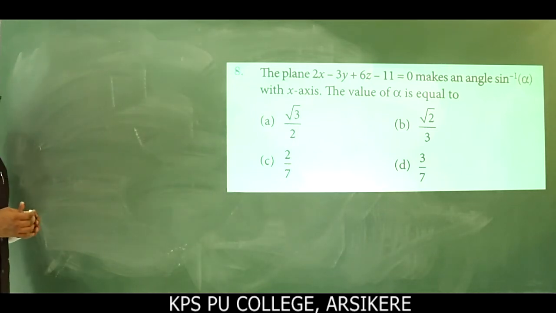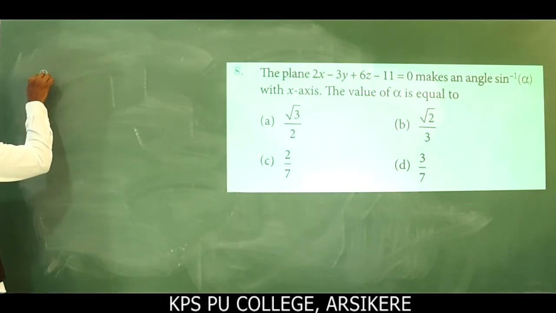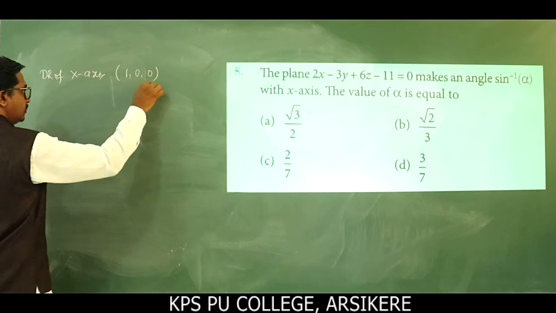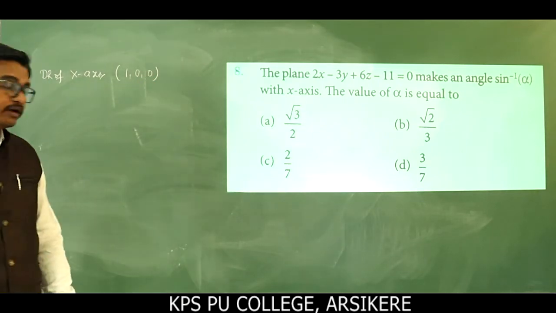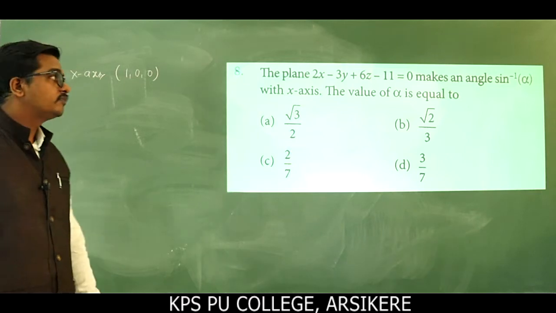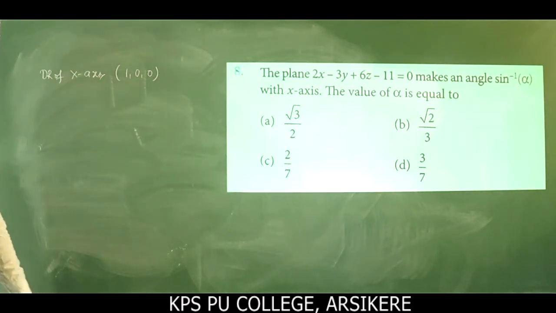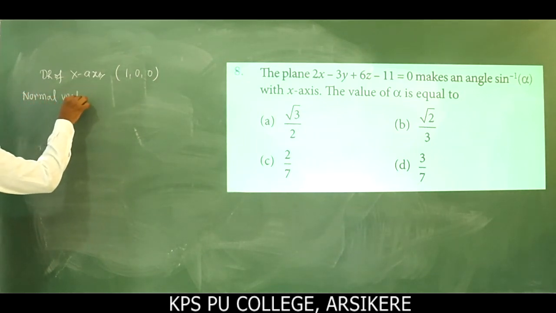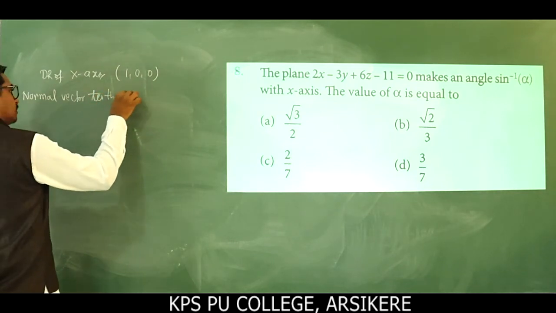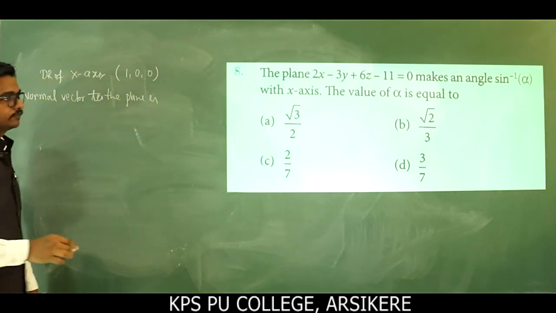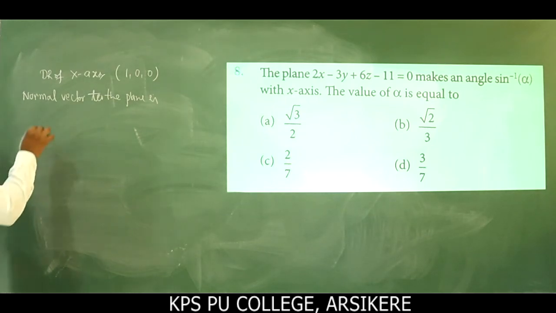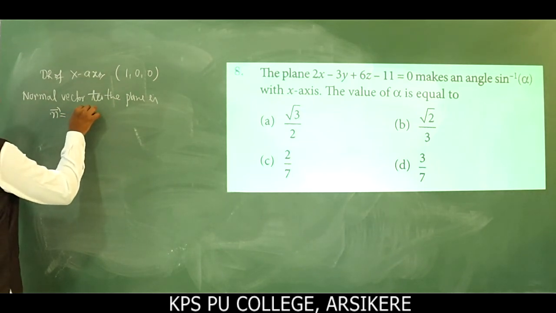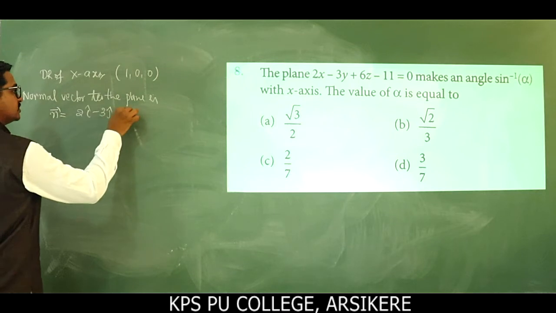Remember, x-axis is nothing but a line, right? Direction ratios of x-axis are 1, 0, 0. And the normal vector to the plane is the coefficient of x, y and z. Vector n is equal to 2 i cap minus 3 j cap plus 6 k cap.